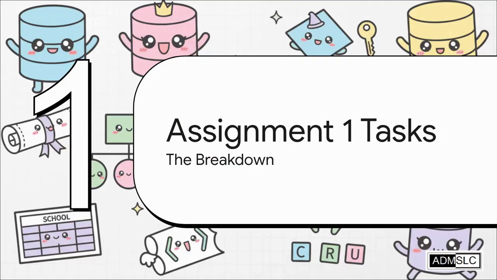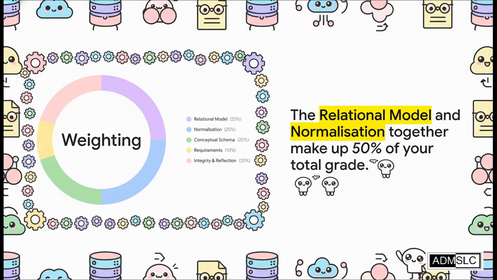Okay, let's get into the nitty-gritty. The assignment itself is broken down into 6 key tasks. We'll walk through each one, but first, let's do something really important. Let's look at where the marks are, so you know exactly where to pull your energy. Okay, take a good look at this. This is huge. The relational model and normalization, together, they make up half, a full 50% of your entire grade for this assignment. So if you're wondering where to focus, this is it. This is your high-impact zone, for sure.